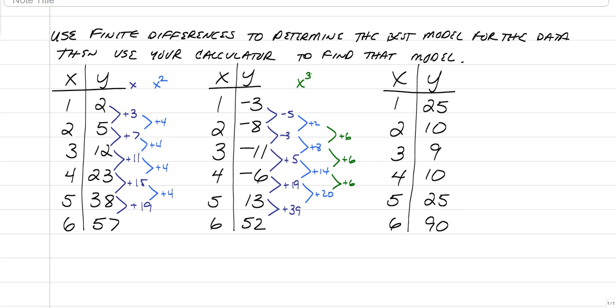This is why you have to find the finite set of differences, because you have to tell your calculator which type of regression you want it to do. So if you just tell everything to be a quadratic regression, you're not going to get the answer right, okay? So why don't you pause the video and try this next one on your own. Click play when you're ready, and we'll see if you got it correct.